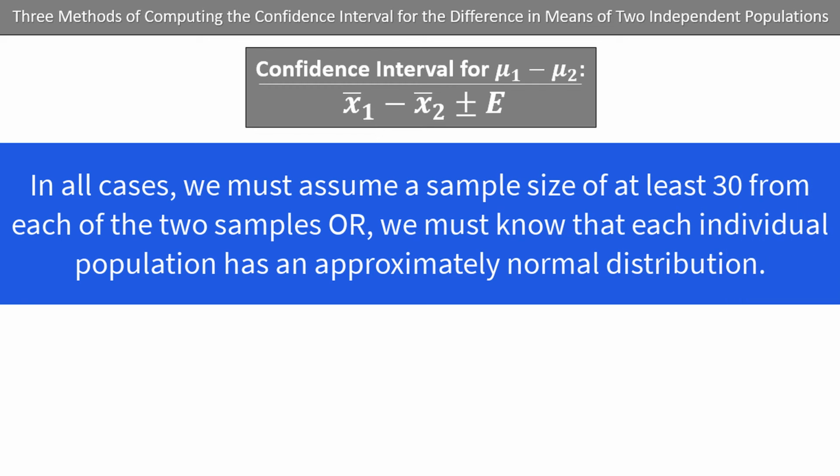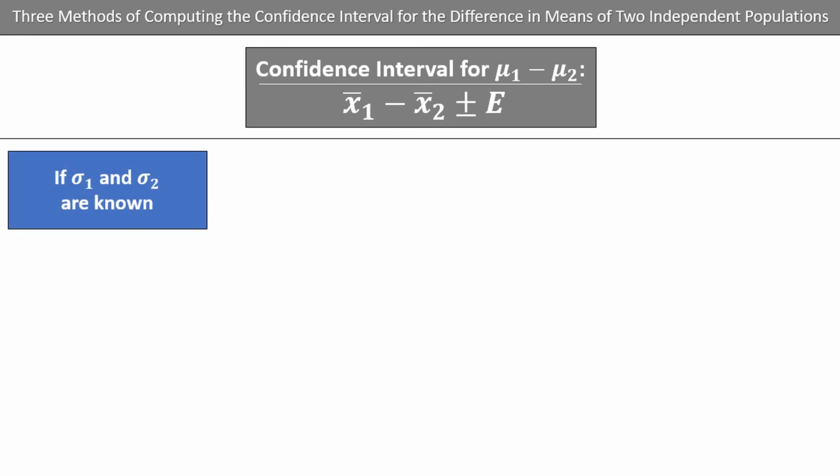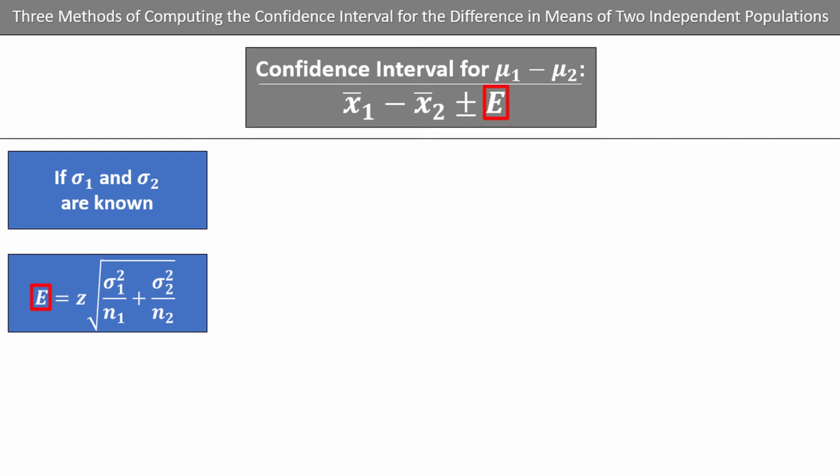In all cases, we must assume a sample size of at least 30 from each of the two samples, or we must know that each individual population has an approximately normal distribution. If the population standard deviation is known for both populations, the error equals z times the square root of sigma 1 squared over n1 plus sigma 2 squared over n2. In the real world, this situation is very unlikely, as the population standard deviations are almost never known.